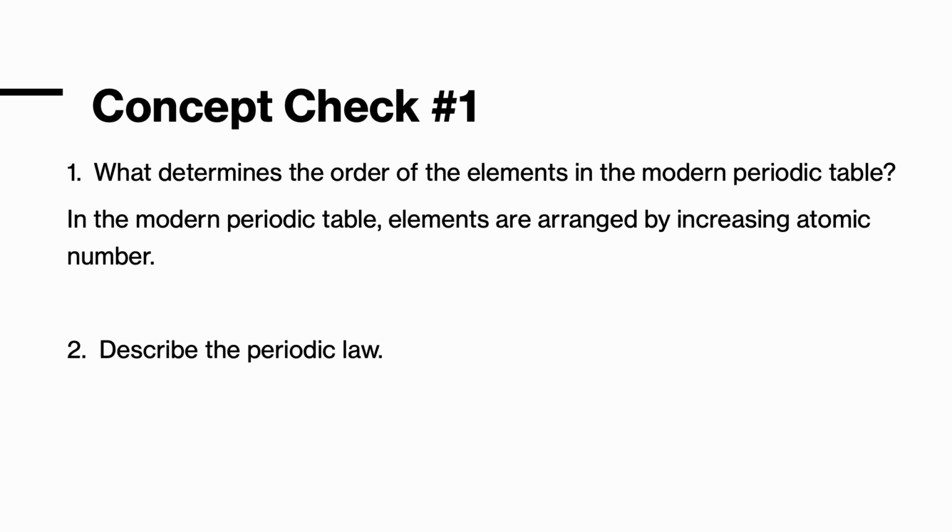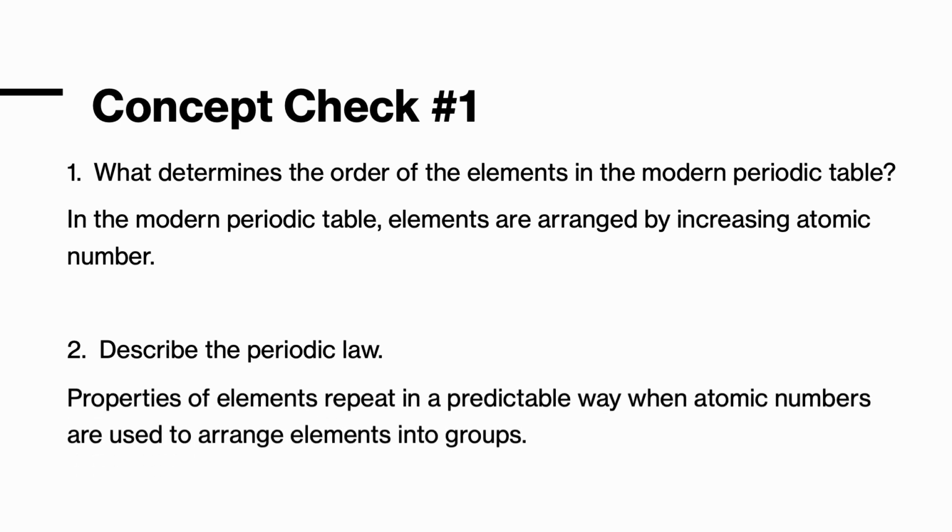What determines the order of elements in the modern periodic table? In the modern periodic table, elements are arranged by increasing atomic number. Describe the periodic law. Properties of elements repeat in a predictable way when atomic numbers are used to arrange the elements into groups.